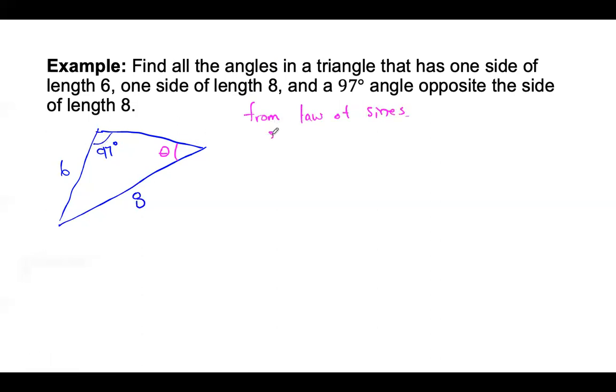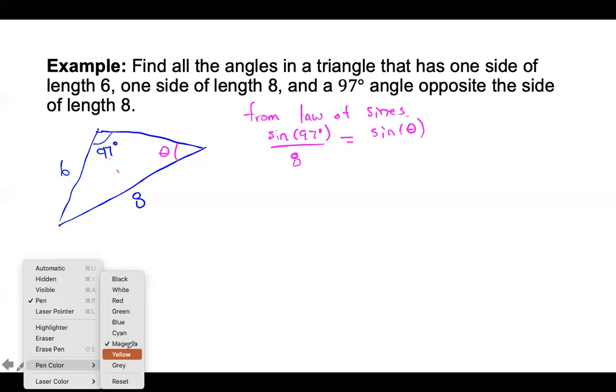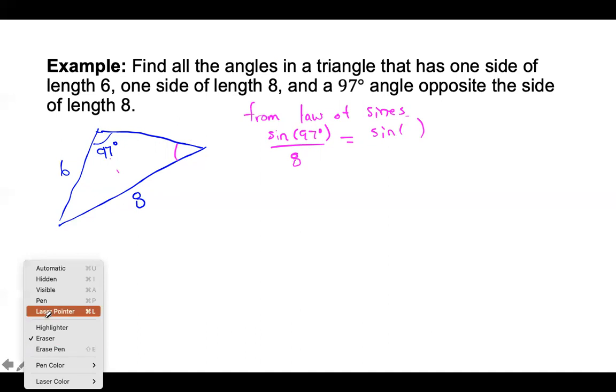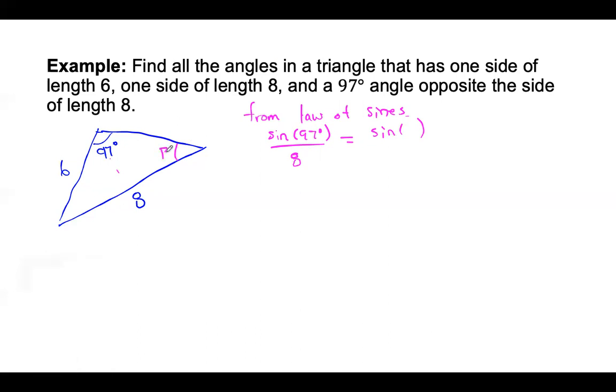So sine of 97 degrees divided by 8, because this is opposite, is equal to sine of this angle that we're searching for. We could call it theta, or we could actually label it with a B, divided by our 6. And we could label this other one A if we wish. So then we can solve for this.